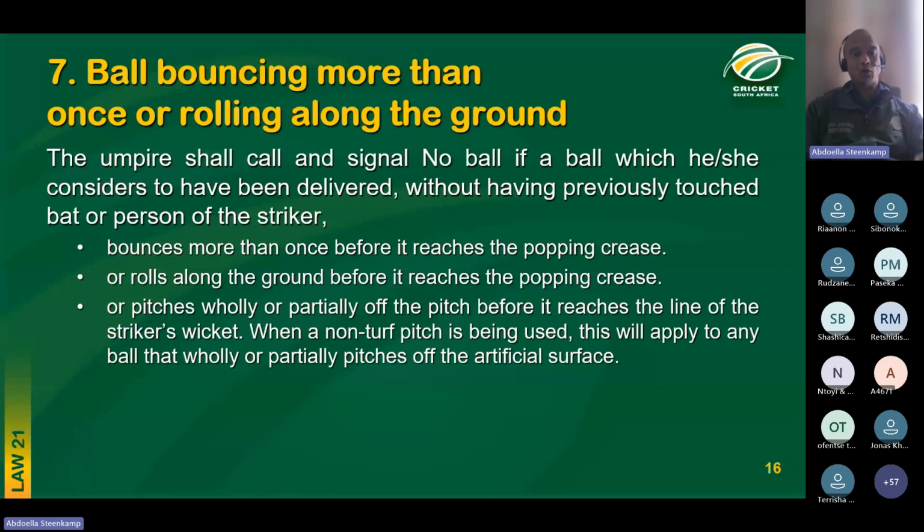Also, if it pitches wholly or partially off the pitch before reaching the striker's wicket, the umpire needs to call and signal no ball. In this case, the bowler's end umpire is in the best position to call it, because the bowler's end umpire will have a front-on view, and will be in the best position to see whether it pitches wholly or partially off the pitch. So the emphasis here is it needs to bounce off the pitch before the striker's wicket. And if that is the case, the bowler's end umpire needs to call and signal no ball.